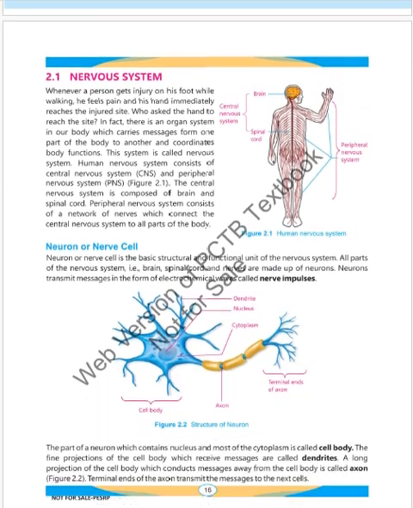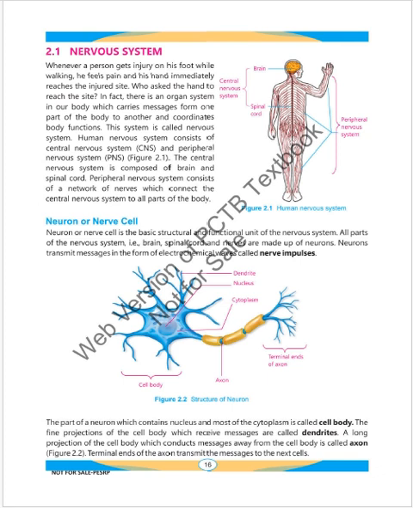Nervous system. Whenever a person gets an injury on his foot while walking, he feels pain and his hand immediately reaches the injured site. Who asks the hand to reach the site? In fact, there is an organ system in our body which carries messages from one part of the body to another and coordinates body functions. This system is called the nervous system.